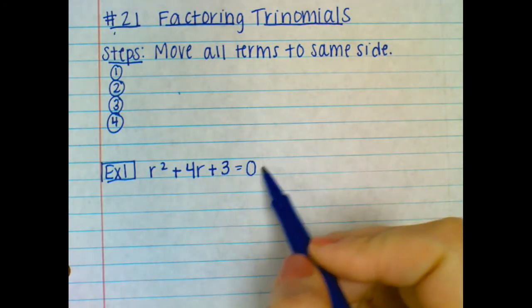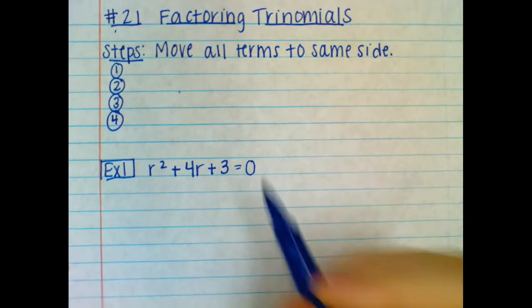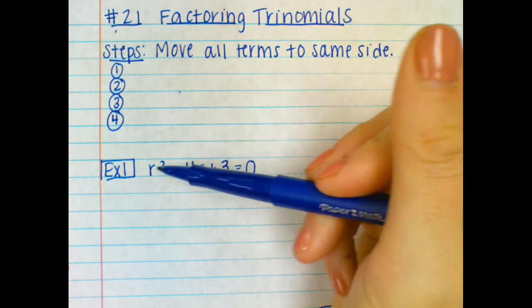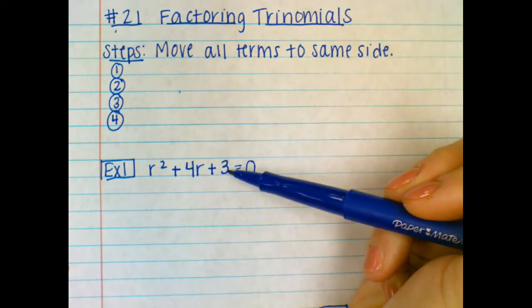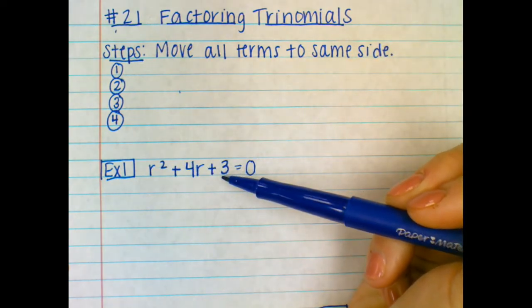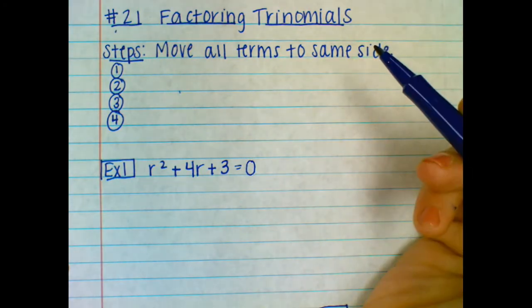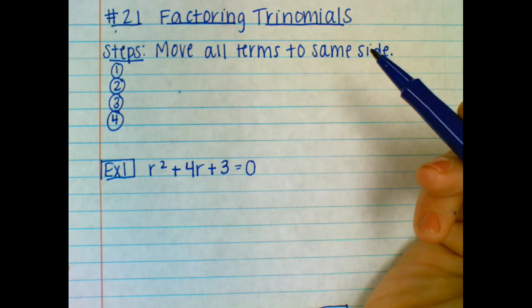If this doesn't say equals 0 and say the 3 was over here, you'd want to move the 3. But to start, most of the ones that you will see will have everything on the same side. You'll notice I can't use grouping here right away because there's only 3 terms. And remember, to group, you need 4 terms right away. So this time we're going to have to use a different method. It's called the AC method.